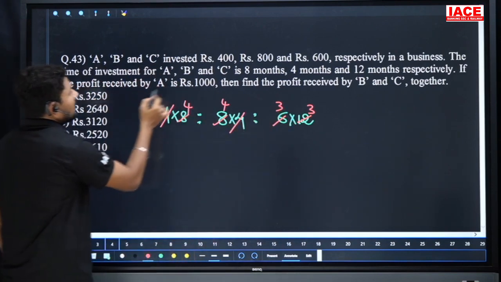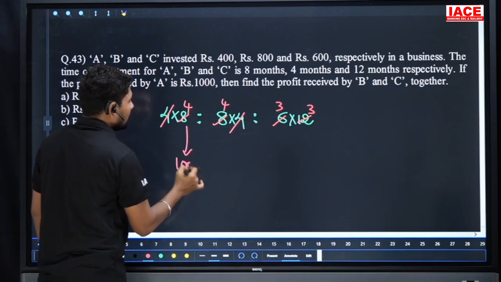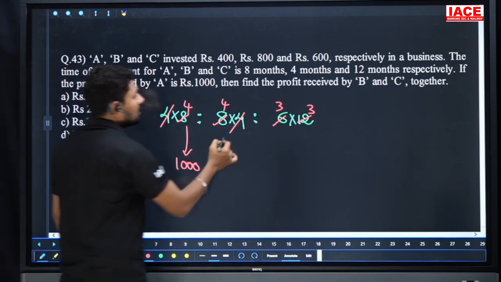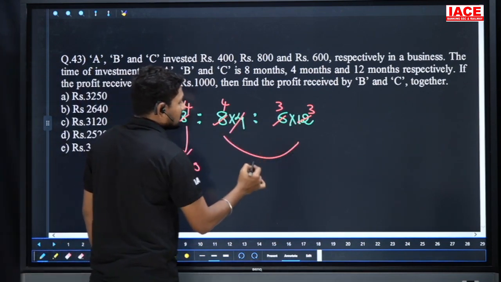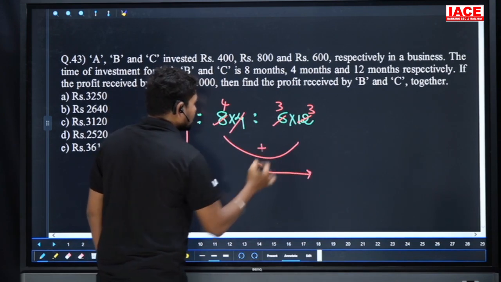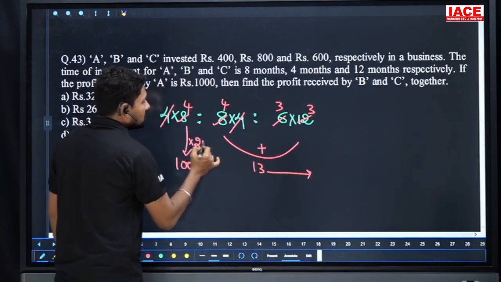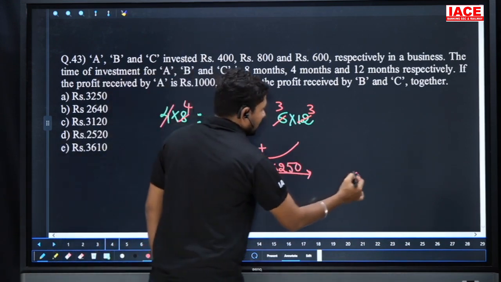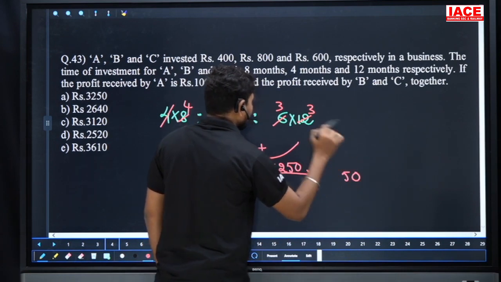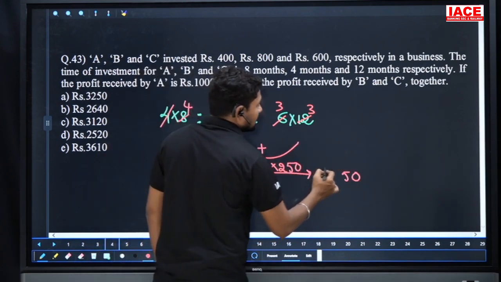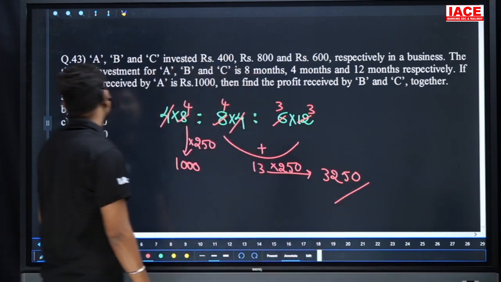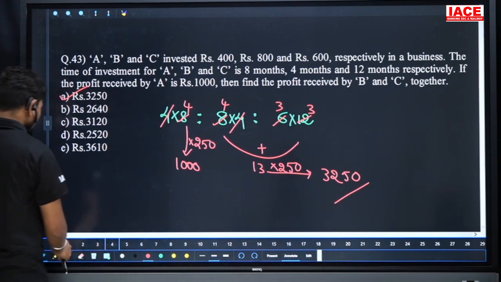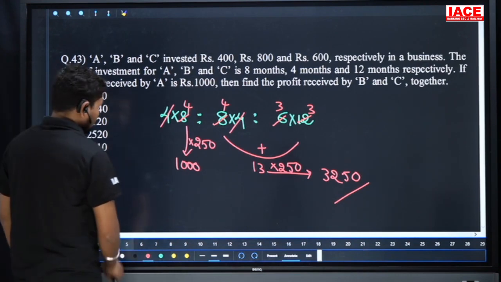If the profit received by A is 1000 rupees, then A's 4 parts is equal to 1000. We need B and C together. 3 threes are 9, 9 plus 4 is 13. 13 parts value is how much? From 4 to 1000, it is how many times? 250 times. Here we should also multiply with 250. 13 times 250 is 3250. The sum of both persons' values is 3250 rupees. Option A here.